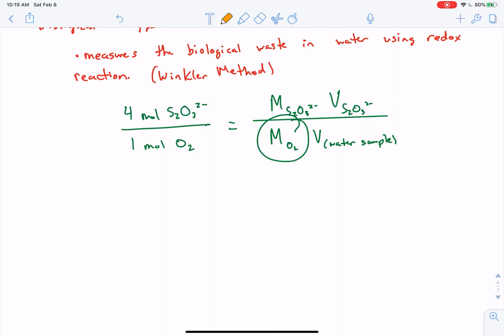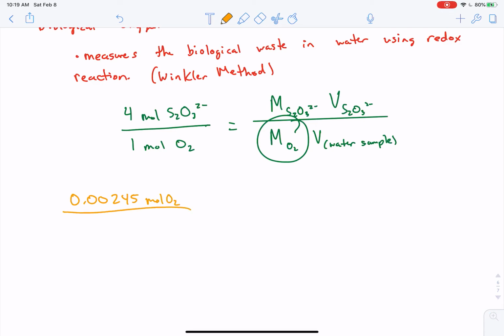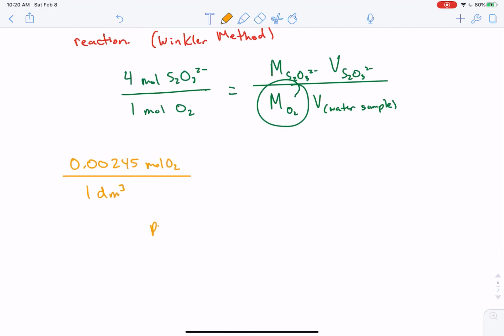So what does a molarity of O2 mean? We need to convert that to parts per million. That's the big conversion here. So when you get the molarity, let's say it's 0.00245 moles of O2 per 1 decimeter cubed. Let's say we solve for that. Now what we need to know is that parts per million is equal to milligrams per decimeter cubed. So this is our conversion.